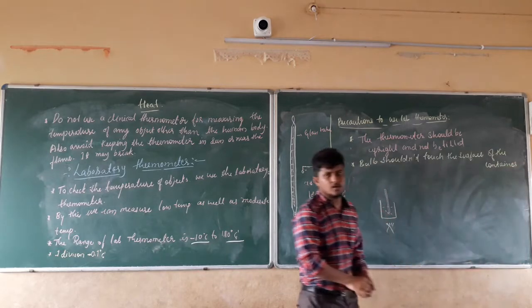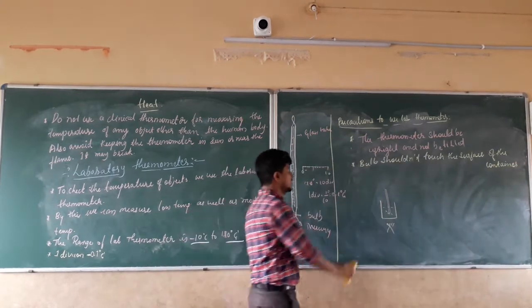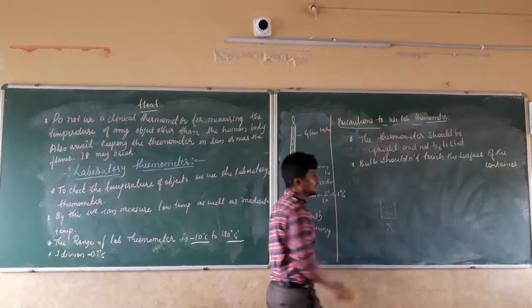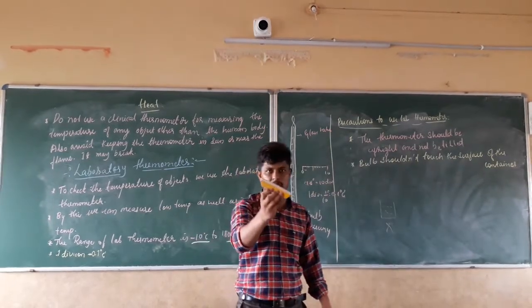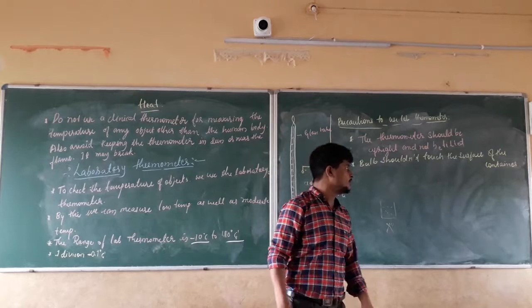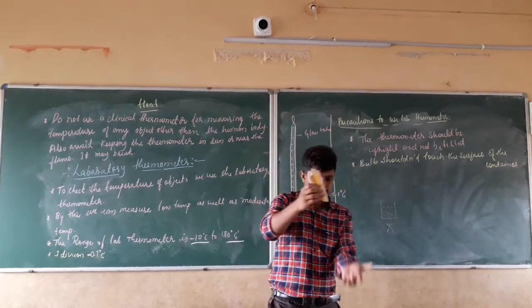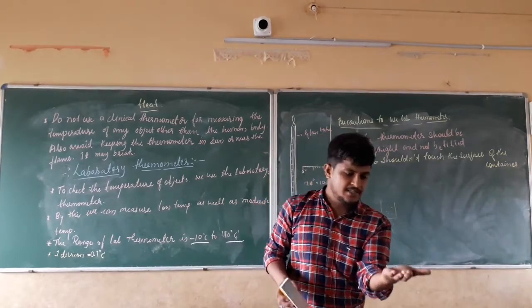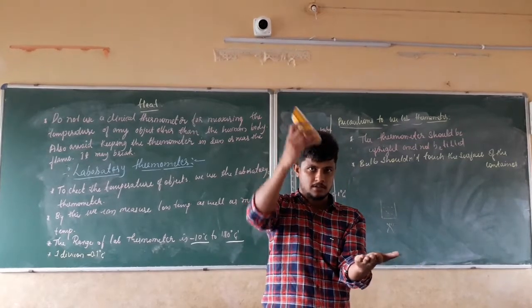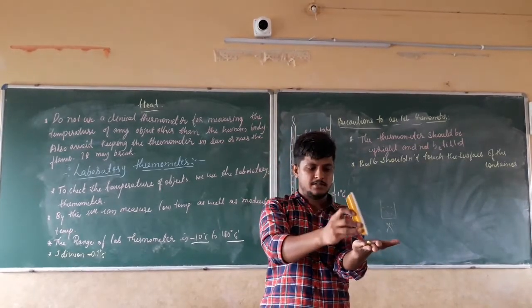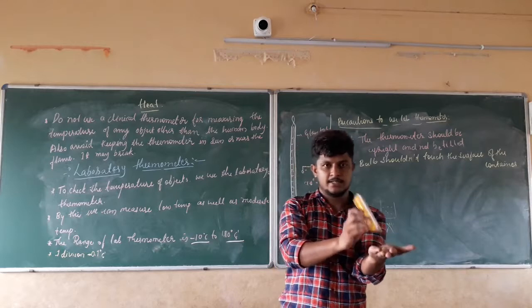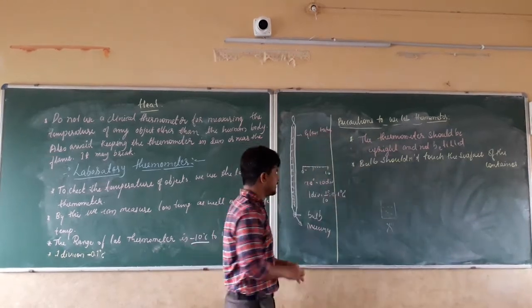Right. This is the second precaution. Additional precaution. First, the thermometer should be upright and not tilted. It should be like this, not tilted. The bulb shouldn't touch the surface of the container. If it is a laboratory thermometer, it shouldn't touch this surface. Now, the third precaution.